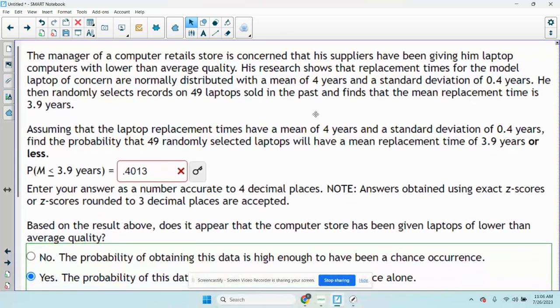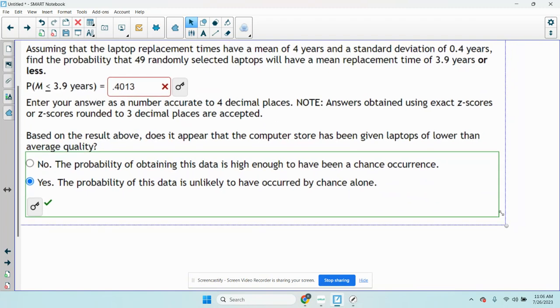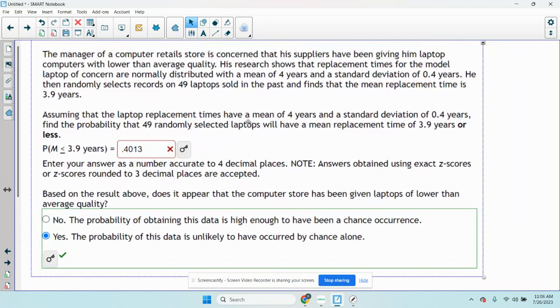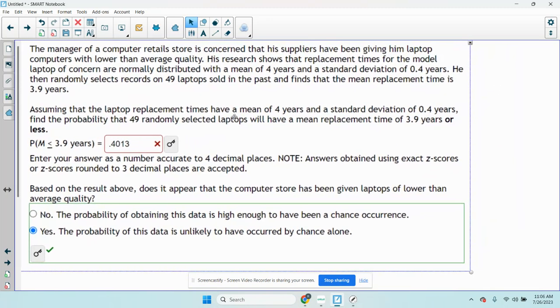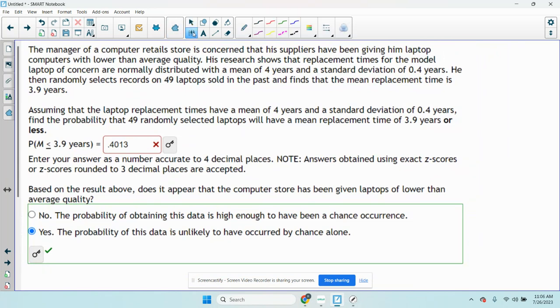Okay, so this says the manager of a computer retail store is concerned that his suppliers have been giving him laptop computers with a lower than average quality. His research shows that replacement times for the model of laptop of concern are normally distributed with a mean of 4 and a standard deviation of 0.4.